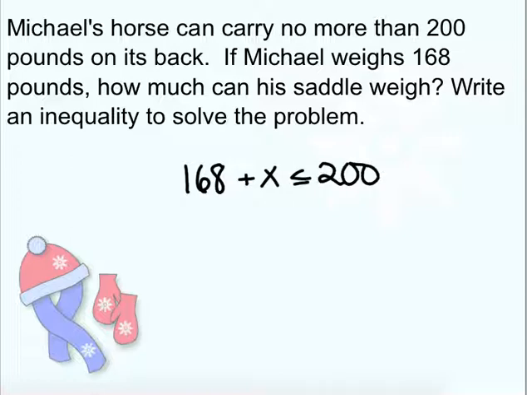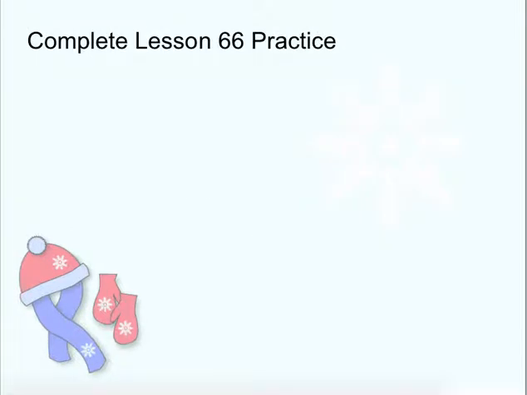So just like the other one, we can subtract 168 and get that x is less than or equal to 32. So once again, we would put a closed dot on 32 going to the left. Okay, so that's lesson 66.